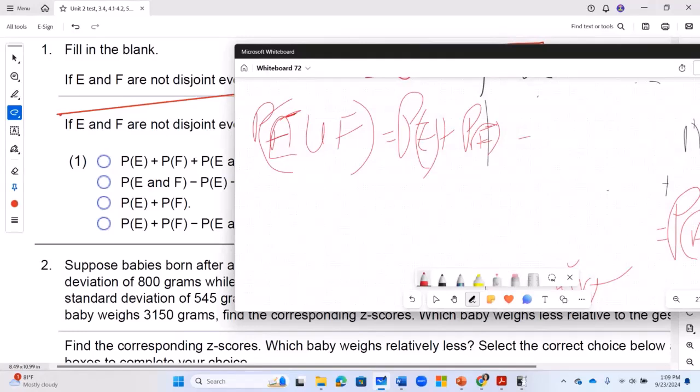Minus probability of A intersection F. E intersection F, remember it is... and here. Okay, and then the formula, they will write things there to confuse you.